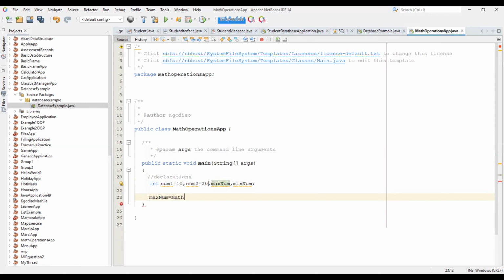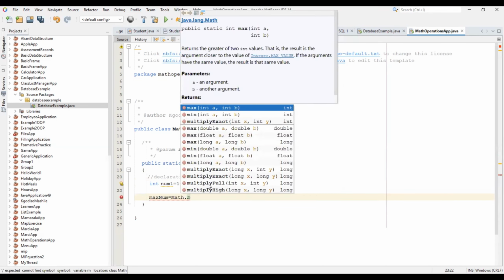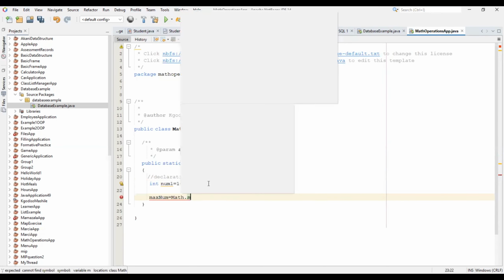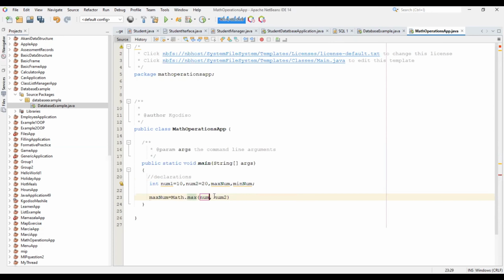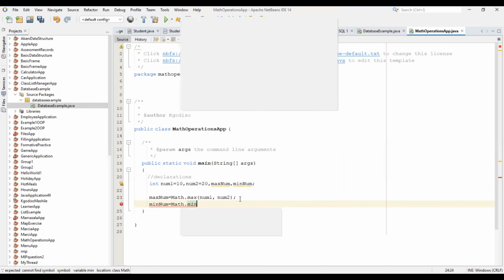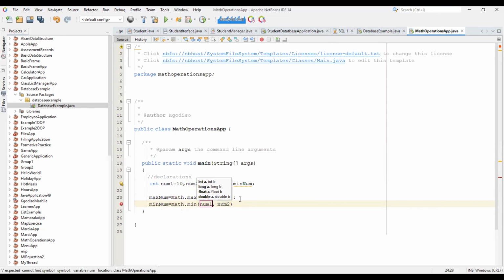So yeah, for the max number, what we can do is say Math.max. You can use this method in order to get the maximum of two numbers. So here we can say num one, num two. So this is going to give you the maximum of the two numbers, which is 10 and 20. Just do the one for the minimum number. Math.min of num one and num two.